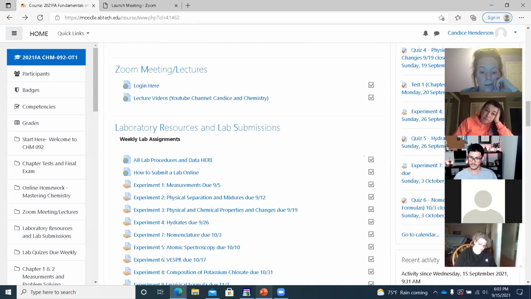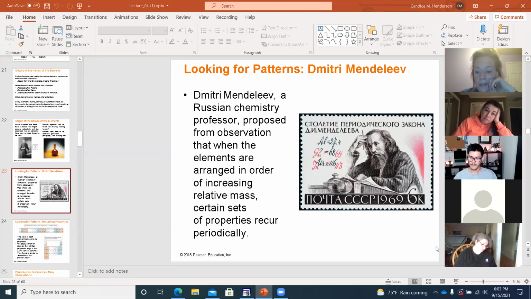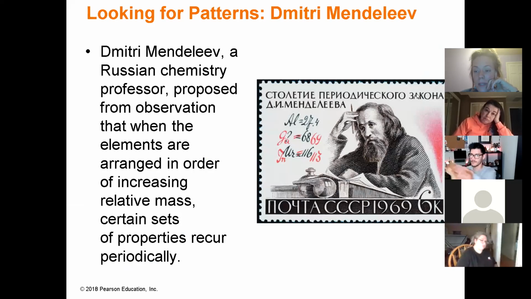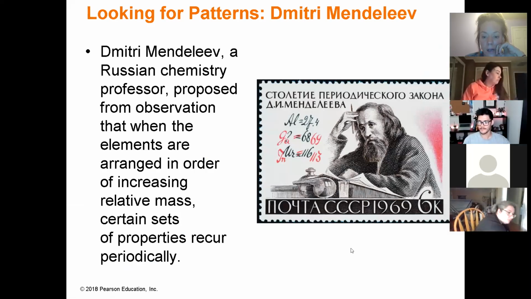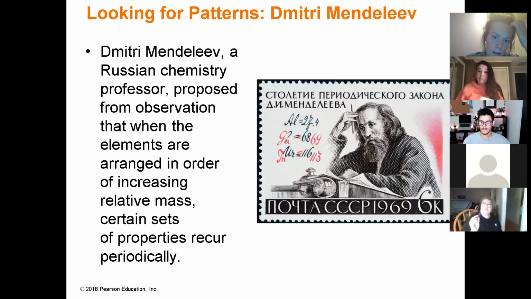All right, let's go to the slides. We've been talking about the periodic chart, and we stopped here with this guy, Dmitri Mendeleev. He was a Russian chemistry professor, a really, really smart guy.